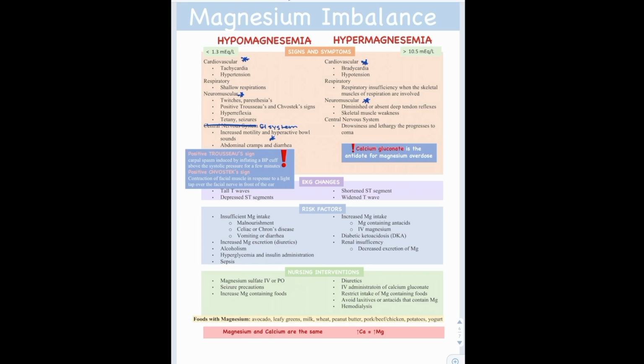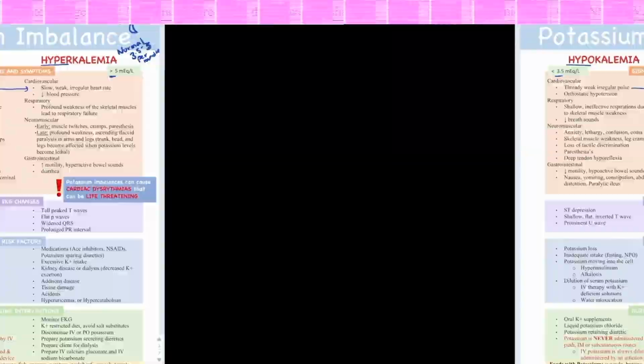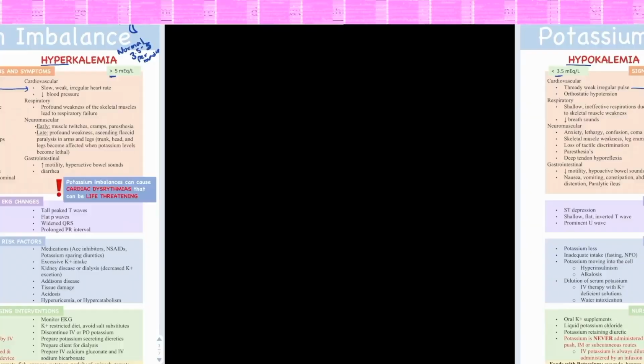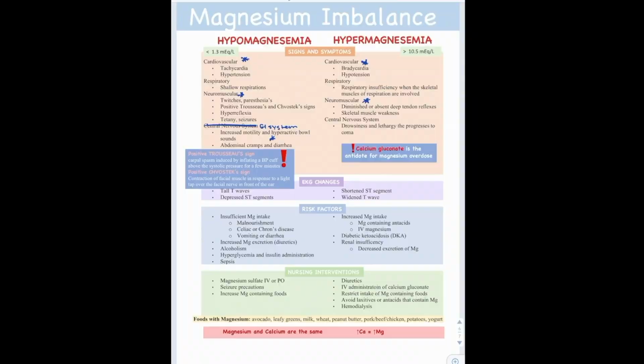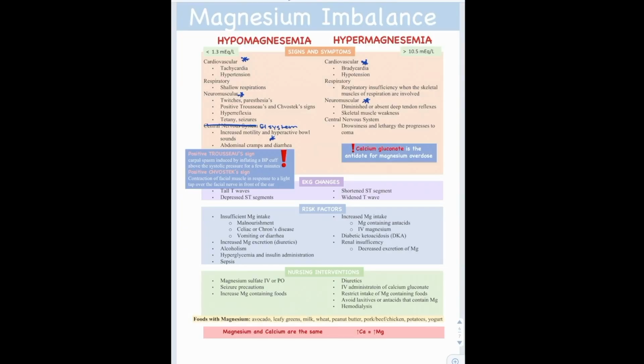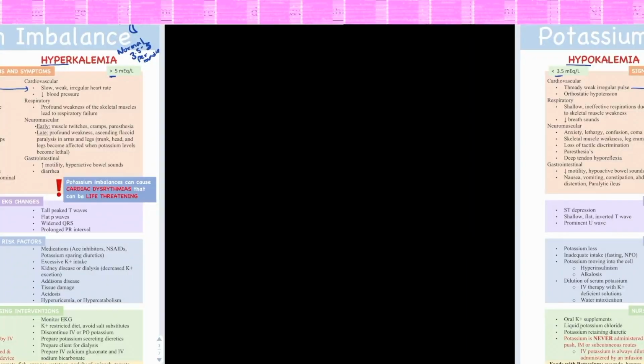Risk factors for hypomagnesemia are insufficient magnesium intake. They could be malnourished, have celiac or Crohn's disease, vomiting or diarrhea, increased magnesium excretion through diuretics, alcoholism, hyperglycemia and insulin administration, or sepsis. For hypermagnesemia, they can have increased magnesium intake from antacids or IV magnesium. They can be in DKA or have renal insufficiency, so they have decreased excretion of magnesium.